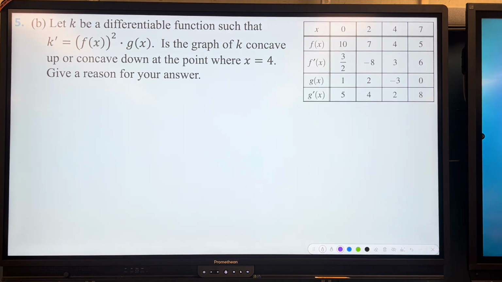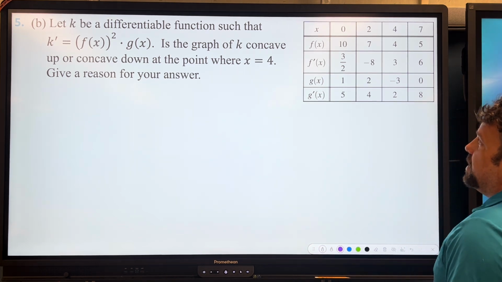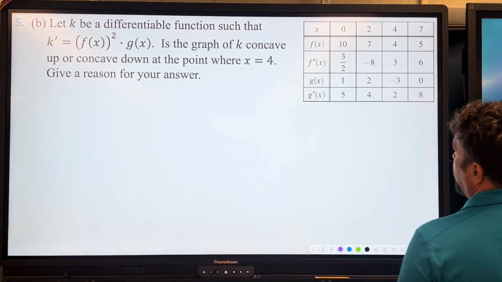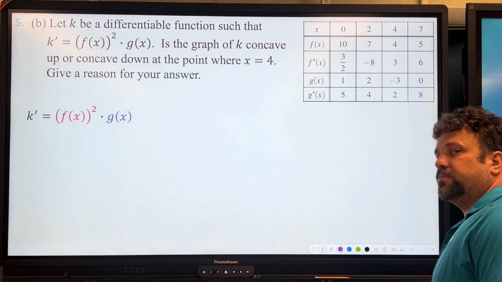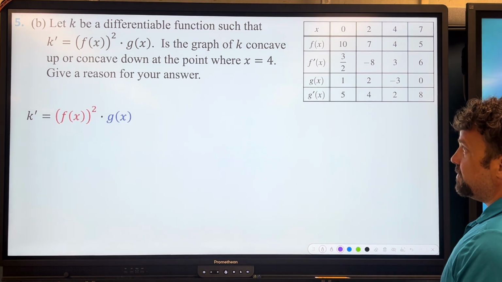All right, let's go to B. Let k be a differentiable function such that k prime equals f of x squared times g of x. Is the graph of k concave up or concave down at a point where x equals 4? Give a reason for your answer. Now, concavity has to deal with derivatives. The second derivative of something, if it's positive, it's concave up. If it's negative, it's concave down.